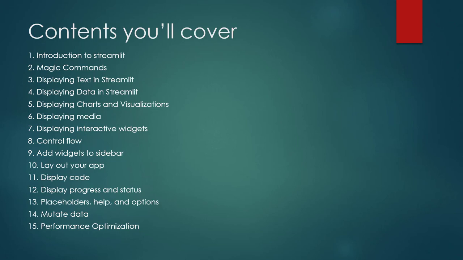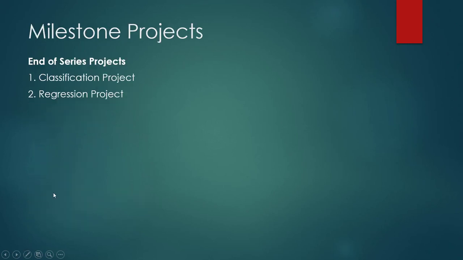After we have covered all these steps in this series, we'll continue on to develop two end of series projects. Number one will be a classification project in machine learning, as well as a regression project in machine learning, implementing all that we will have covered during the course from the previous slide.